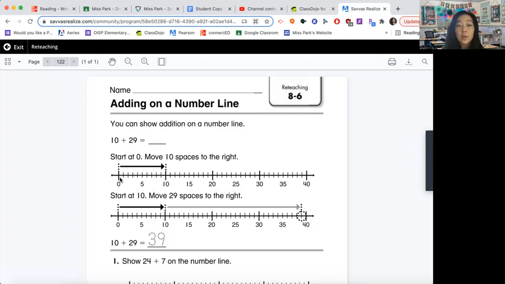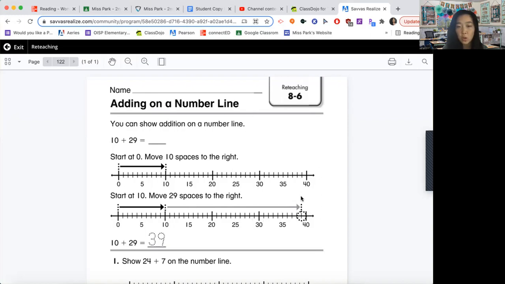So you start at 0 and you move 10 spaces to the right. 1, 2, 3, 4, 5, 6, 7, 8, 9, 10. Then after you get to 10, you're going to put a line there, or you can draw the arrow to get to 10. And now you're going to move 29 spaces to the right because we're adding 29 more. 1, 2, 3, 4, 5, 6, 7, 8, 9, 10, 11, 12, 13, 14, 15, 16, 17, 18, 19, 20, 21, 22, 23, 24, 25, 26, 27, 28, 29.